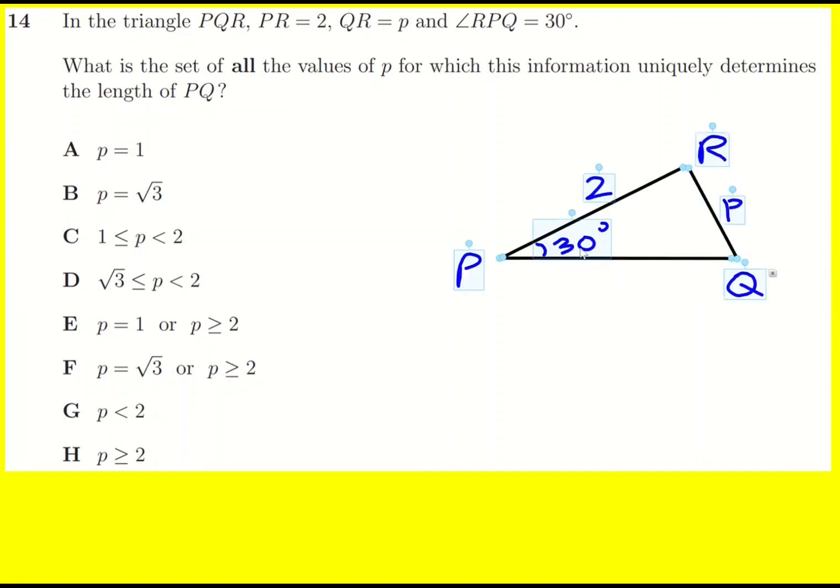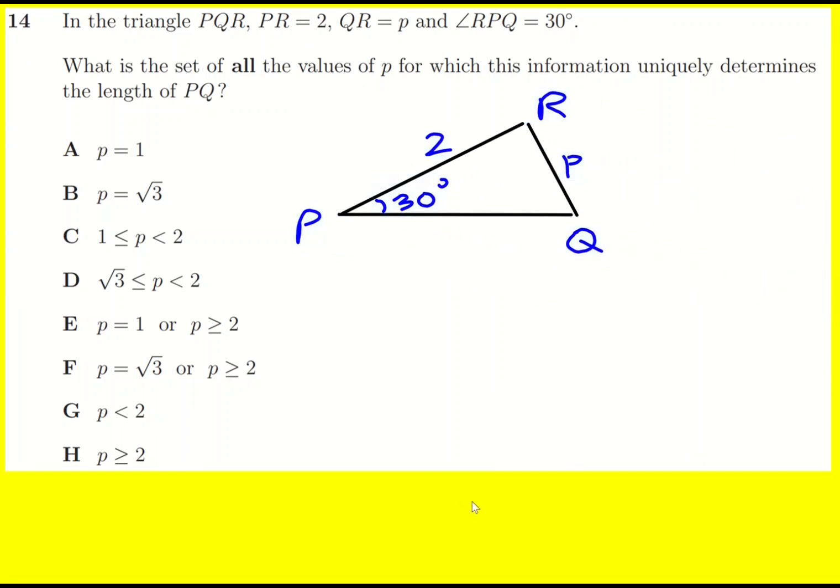I'm going to begin by drawing a sketch of this triangle. We've got a 30-degree angle between PR and PQ. We've got a length of 2, and I've got an opposite length of P. And this question really is about the SSA condition in triangles.